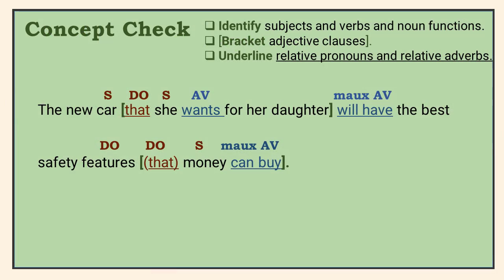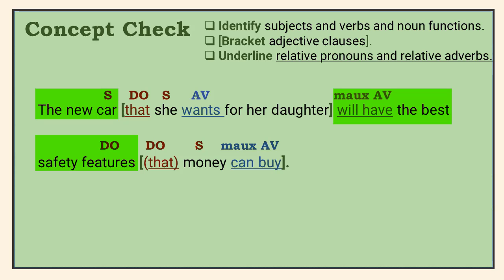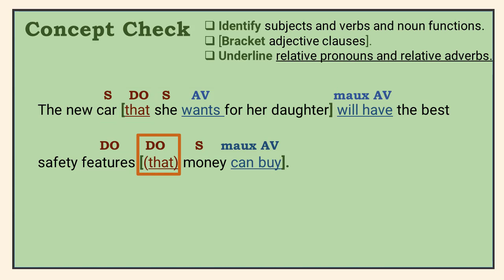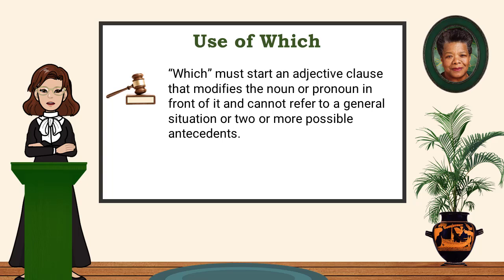The independent clause is, the new car will have the best safety features. Car is the subject, will have is the verb phrase, and features is the direct object. The relative clause that she wants for her daughter describes the car. It begins with the relative pronoun that, which stands in for the car, and functions as the direct object in its own clause. An implied relative pronoun that stands in for features and functions as the direct object in its own clause. Let's move on to a common problem.